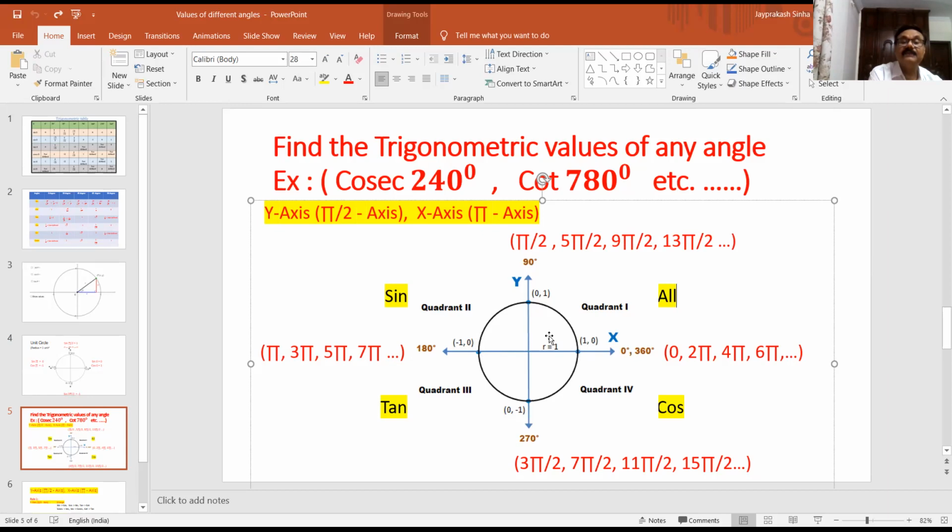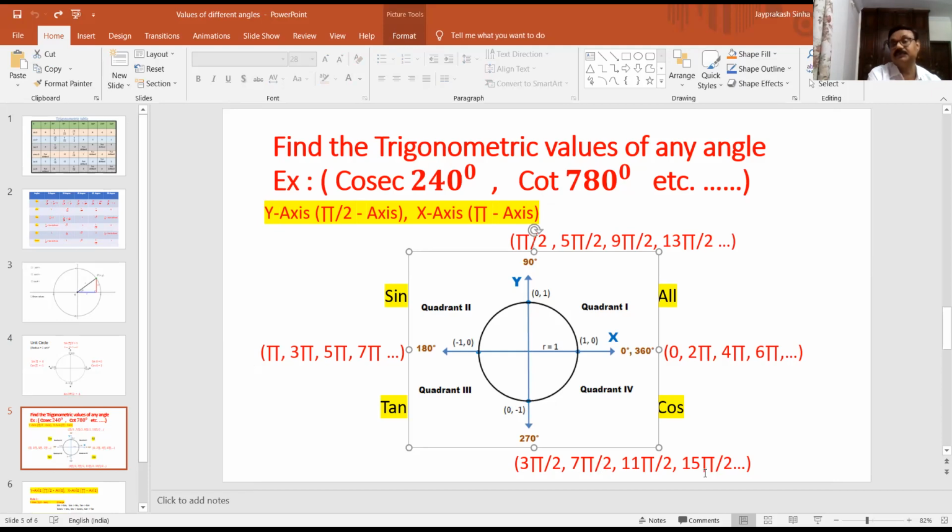Similarly, here if you are getting some value for 3 pi by 2, now in 3 pi by 2, if you add 2 pi, this will become 7 pi by 2. Again, if you add 2 pi to 7 pi by 2, you will get 11 pi by 2. This means you are getting the same values for 3 pi by 2, 7 pi by 2, 11 pi by 2, and 15 pi by 2.